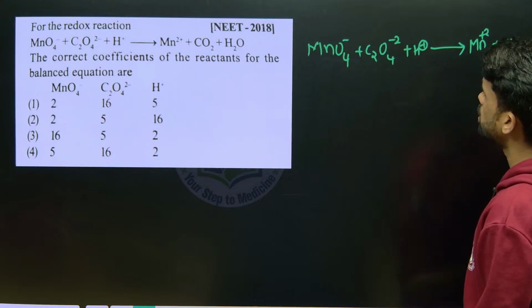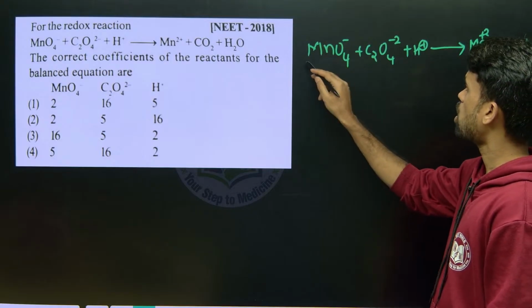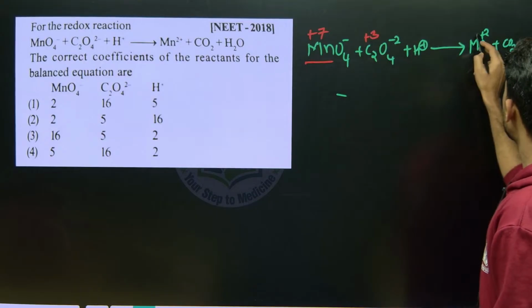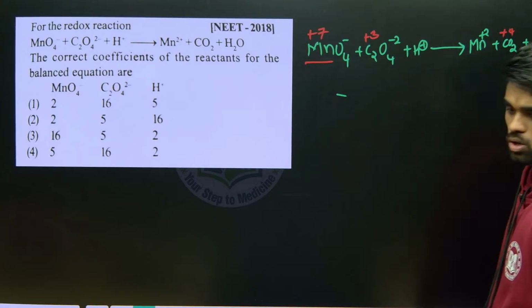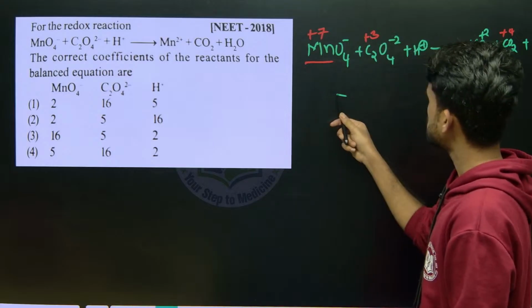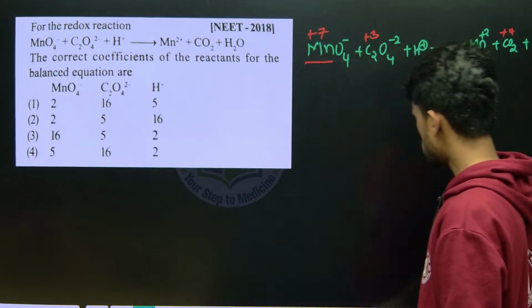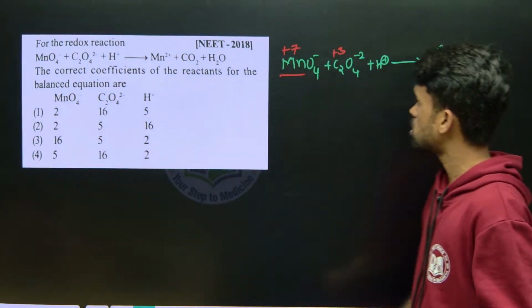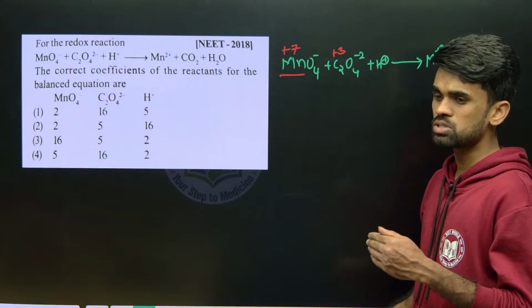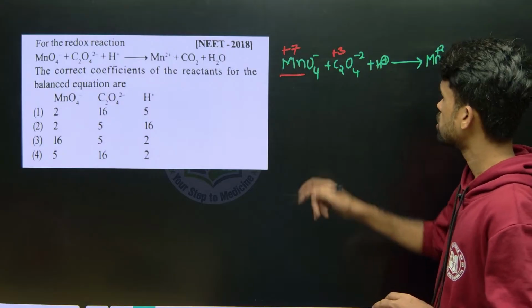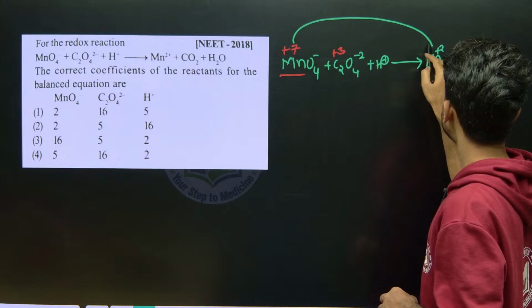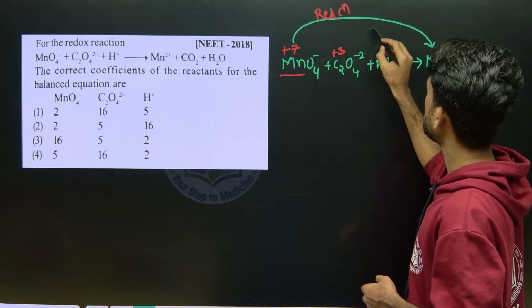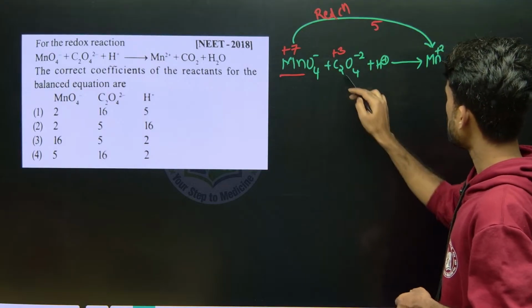Now what to do here? What is the oxidation state? Just assign the individual oxidation states of the elements here. Plus 7, plus 3, plus 2, plus 4, like this. Okay, after assigning, what to do? Just check how many electrons are changed here. During a redox reaction, the number of electrons lost in oxidation should be equal to the number of electrons gained in reduction. So what is happening from here to here? Reduction. How many electrons are participating? 5. And what about this case?